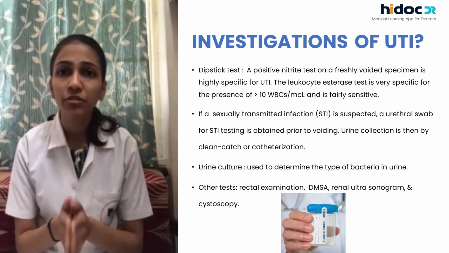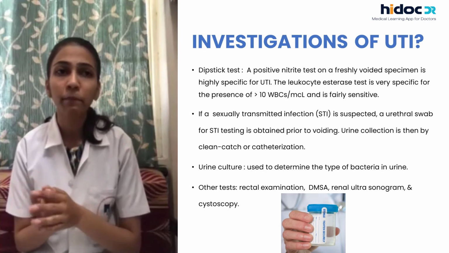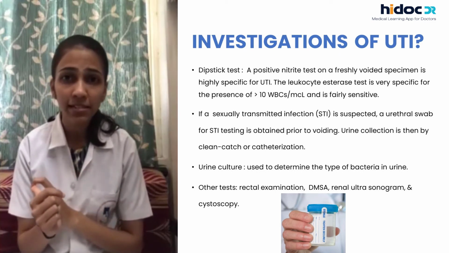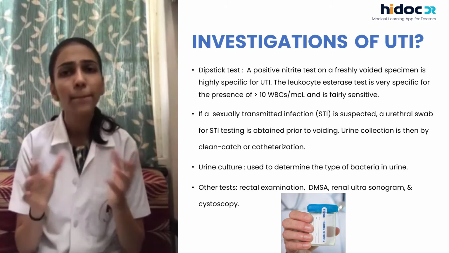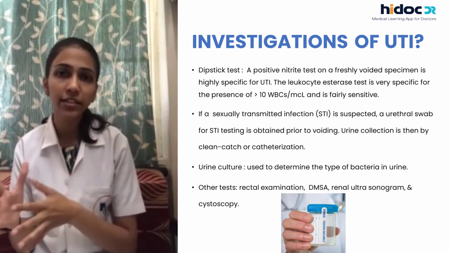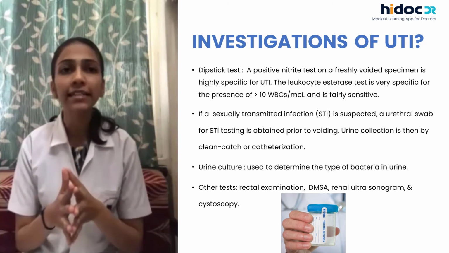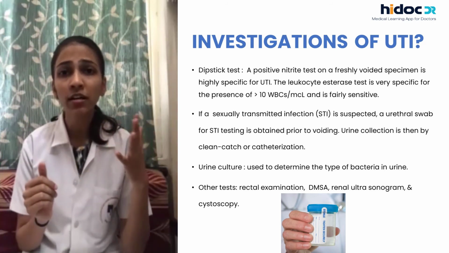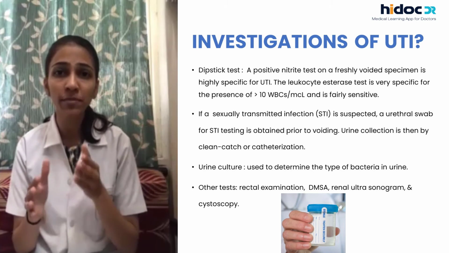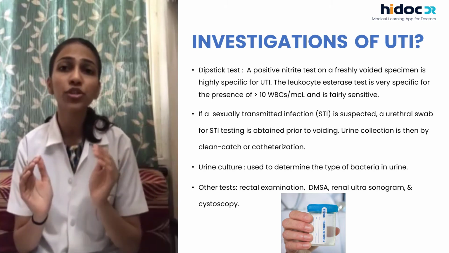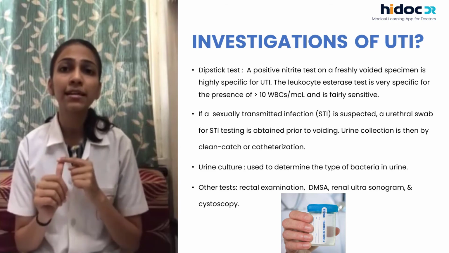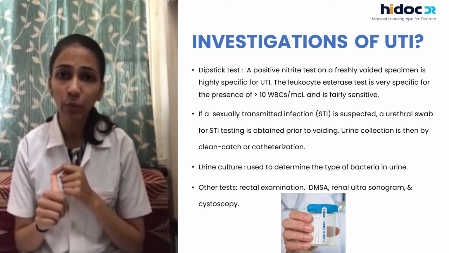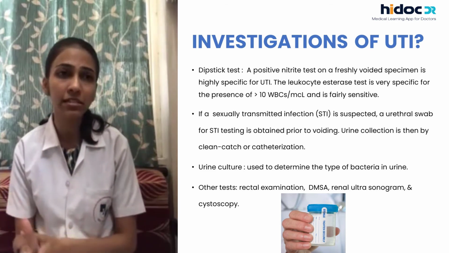Now, investigations. How do you investigate a UTI? There are basically dipstick tests in which you can test for nitrate and leukocyte esterase. Presence of either of these is an indicator for UTI. Secondly, there is a clean catch of the midstream sample of urine in order to check for the leukocyte casts and red blood cells. There is gram staining and bacterial colony count, and there's culture sensitivity tests.